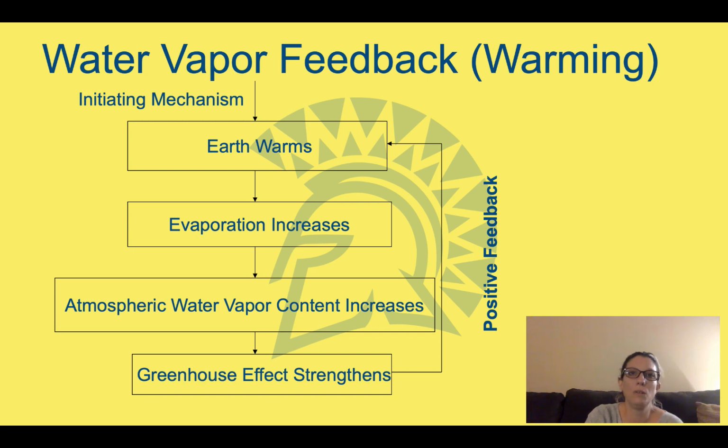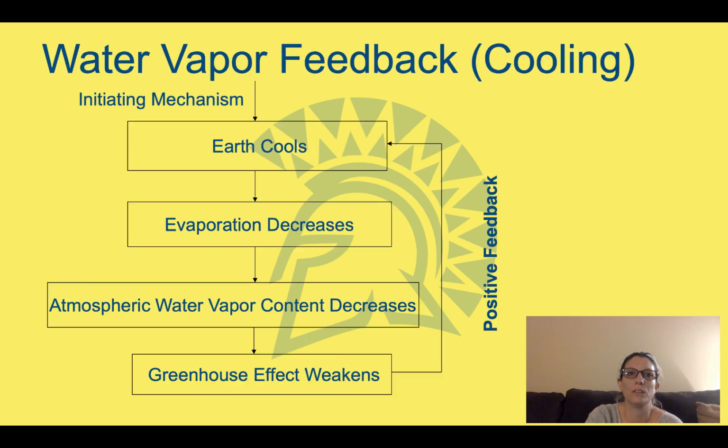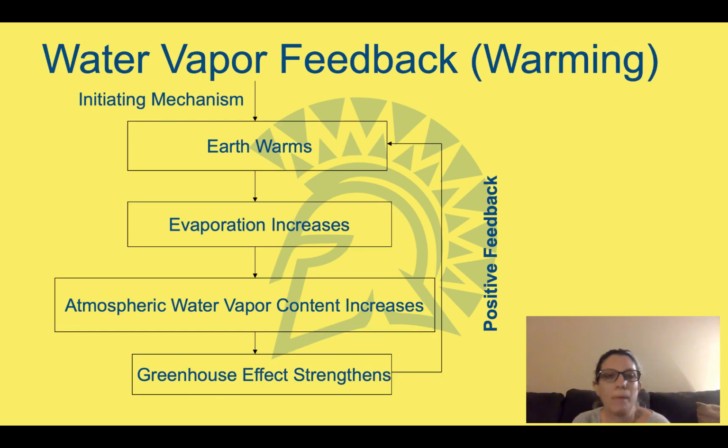Okay, so now we're going to go into water vapor feedback warming. So this is water vapor instead of sea ice. First we have that initiating mechanism that's going to start it. Like I said, feedback systems can't initiate change. They can only cause it to keep going. So something's going to initiate this Earth warming, and because the Earth is warming, evaporation over the oceans is going to start increasing.